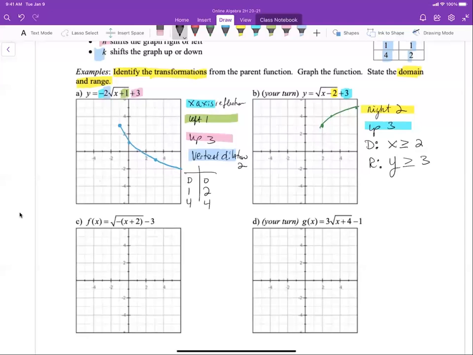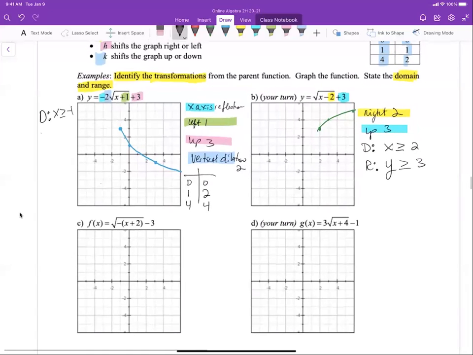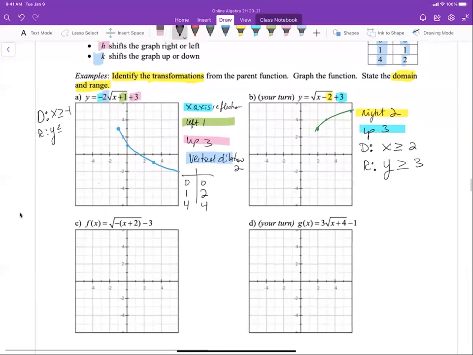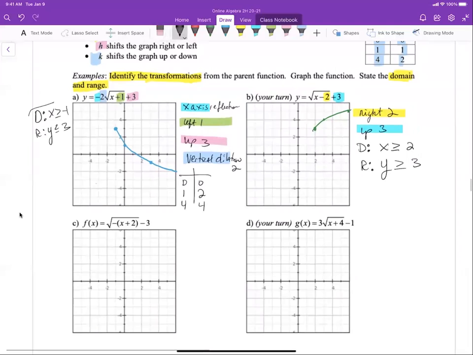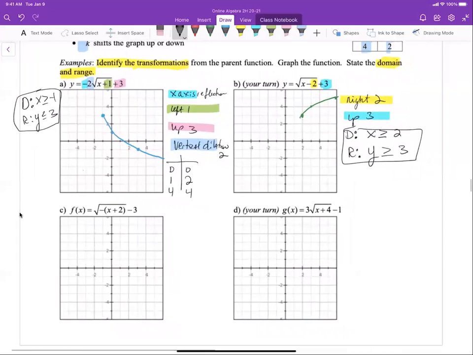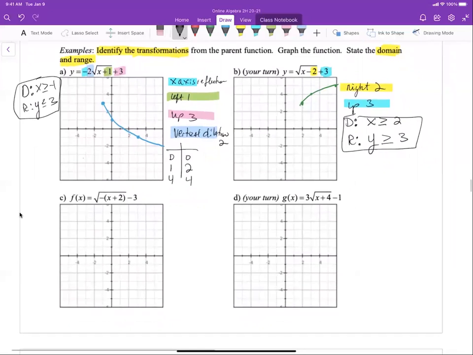And on this graph, we have the domain is x is greater than or equal to -1, and the range y is, oops, not greater than, y is less than or equal to 3. So this is a part of the answer, as is the graph. Okay, actually, as is the description of the transformations. All right, let's do another one, C.